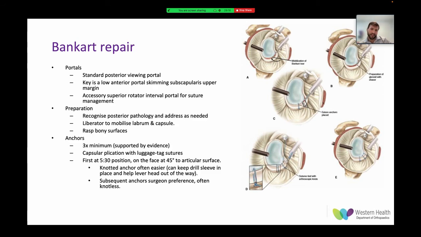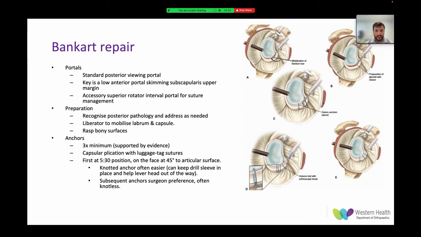Portals: you want to establish your standard posterior viewing portal, and the key to this operation is having a good anterior portal that's low in the skin and low, just skimming the subscapularis muscle anteriorly. This allows you to get to that low 5:30, 6 o'clock position on the glenoid face. In terms of preparation, you want to recognize any posterior pathology and address that as needed, but the key to the operation is to use the liberator to mobilize the labrum and capsule, rasp the bony surfaces, and really do that inferior plication and capsular shift with your stitches.